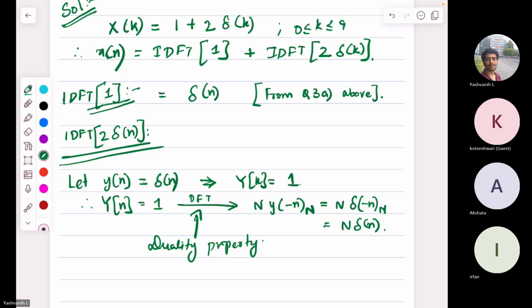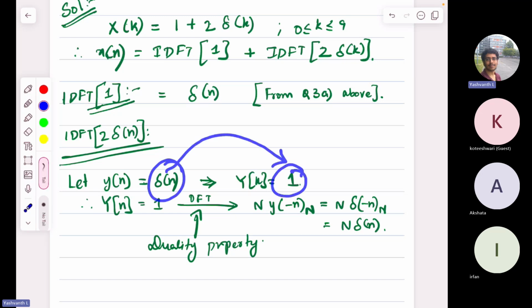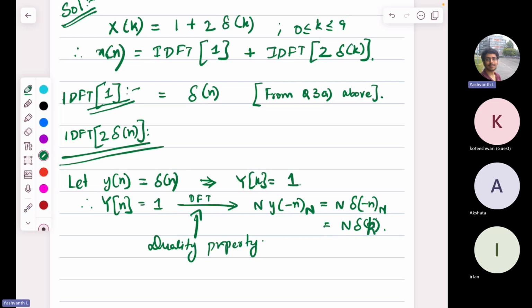Is it okay? Can anyone confirm if it's okay? If delta of n has DFT equal to 1, then 1 will have the DFT N into delta of k. Sorry, this is not n, this is k. Is it okay? Delta of k. Can anyone confirm? Yeah, someone confirmed. Thank you.